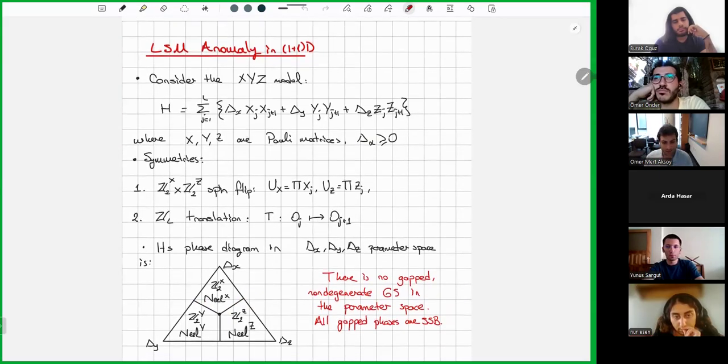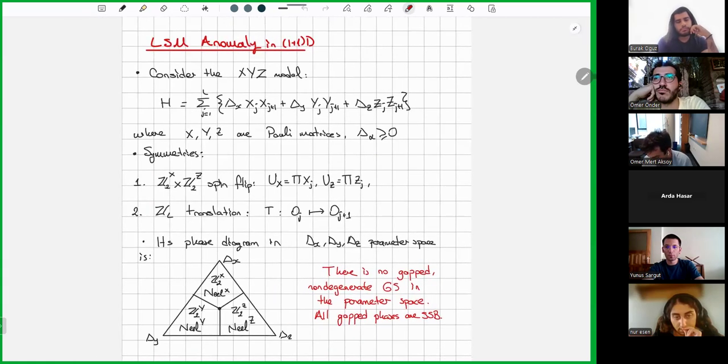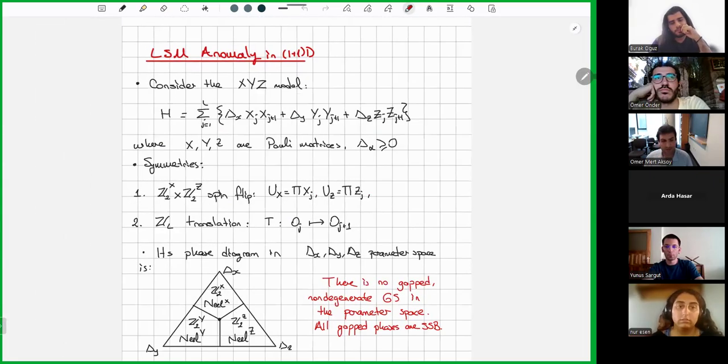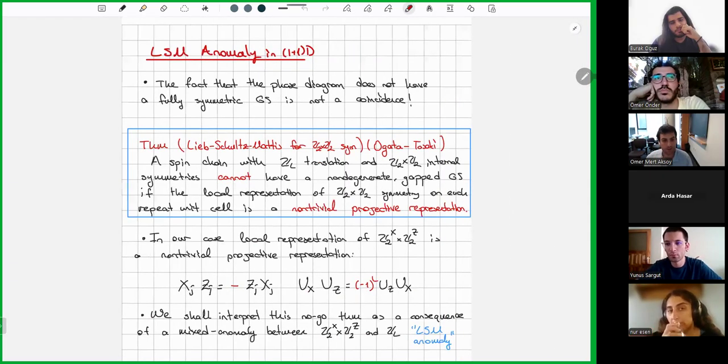Okay, then you may say, so what? Why should I care about it? At the end of the day, it's just some parameter space with 3 parameters. But actually, this is not a coincidence that there is no non-degenerate gapped ground state, because there is an underlying so-called LSM anomaly. There's a theorem, the original Lieb-Schultz-Mattis theorem comes from 1961.